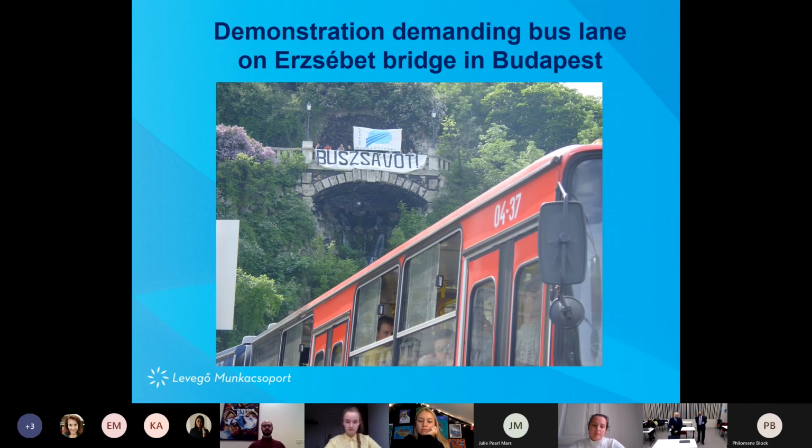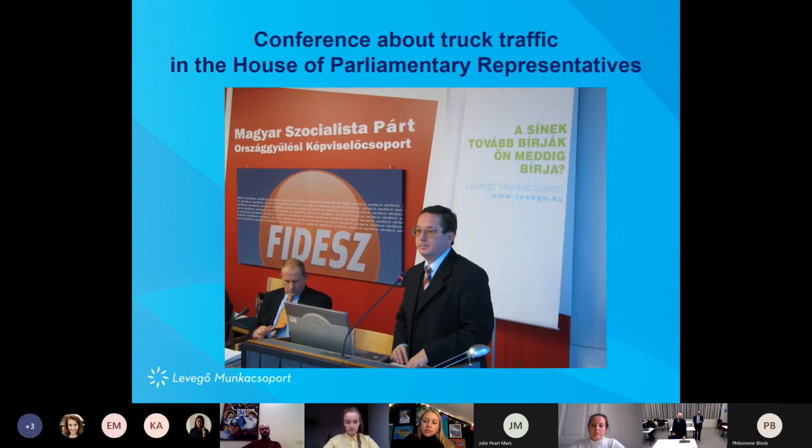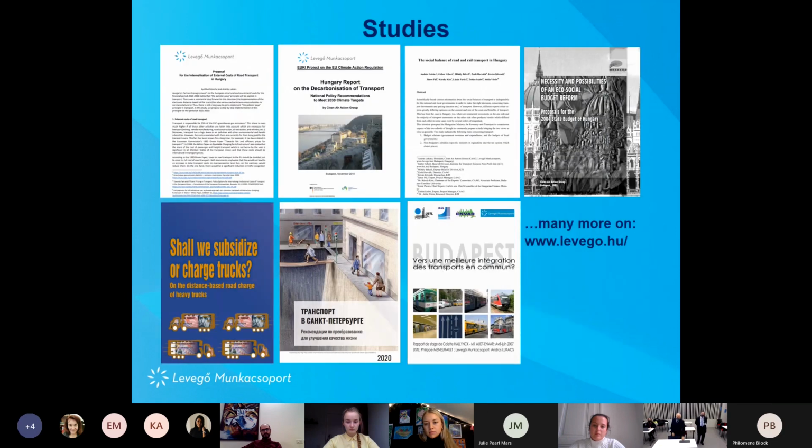We have been organizing demonstrations, though today not so much. This was for a bus lane, and now you can see that there is the bus lane on Erzsébet Bridge in Budapest. We also organized conferences, where not only the center-right political party, which is the governing party at this moment, but also the Socialist Party was attending. So from the left wing, cooperation was taking place.